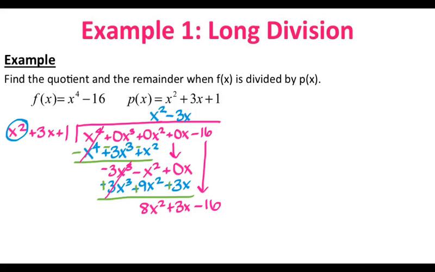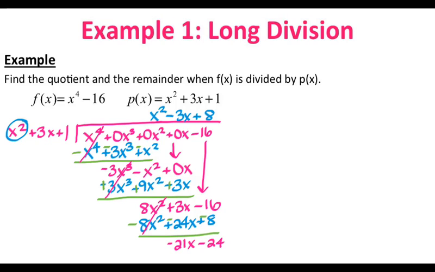Process repeats itself, so what times x squared gives you 8x squared? That's 8. So I'm going to go ahead and put plus 8 up there. I'm going to multiply 8 by my p of x. So 8 times x squared is 8x squared. 8 times 3x is 24x. And 8 times 1 is 8. Going to draw my line, change my signs. x squares cancel. 3x minus 24x is negative 21x. Negative 16 minus 8 is negative 24.